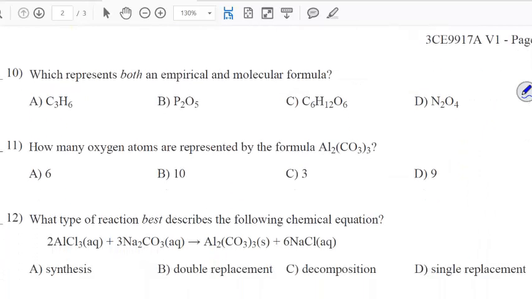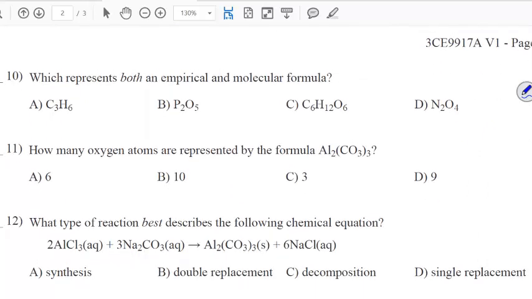All right, number 10. Which represents both an empirical and molecular formula? If it's an empirical formula, the subscripts have to be in lowest terms. There's only one choice where the subscripts are in lowest terms. It's this guy. Number 11, you're counting how many oxygen atoms are there. Remember, when there's a number outside parentheses, you distribute it. And distribution means multiply. So 3 times 3 gives us 9.